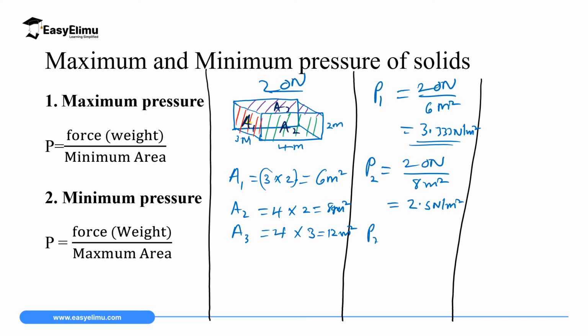Pressure 3, we are going to get it as same body, 20 newtons over area 3 now is 12 square meter, which is going to give us 1.667 newtons per square meter. Now look at pressure 1, pressure 2, and pressure 3. Which one is the highest? Pressure 1, we are using the smallest area. Smallest area is 6 meters square, followed by 8 meters square. Then the maximum area is 12 meter square.